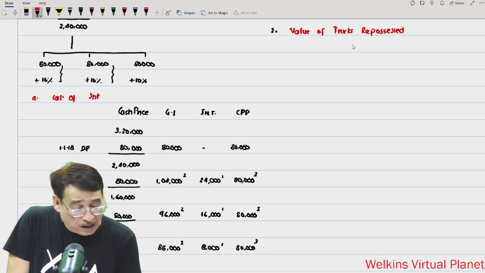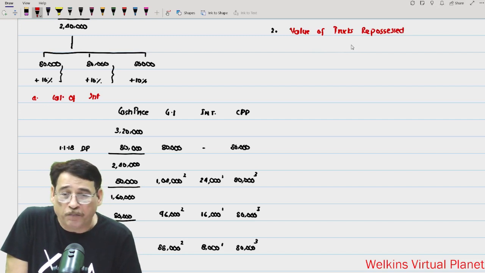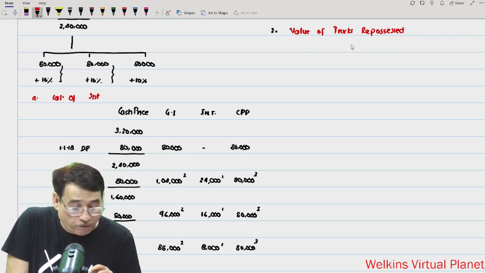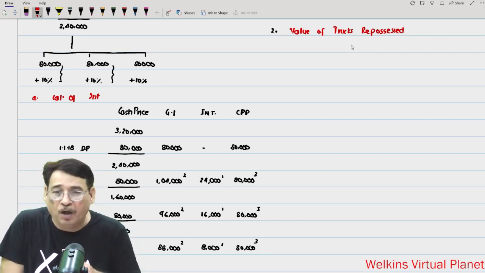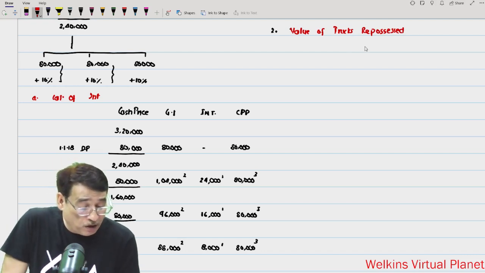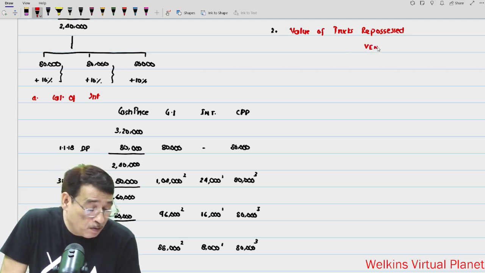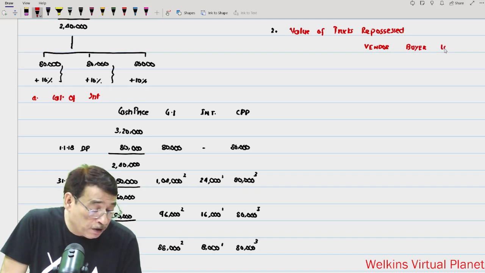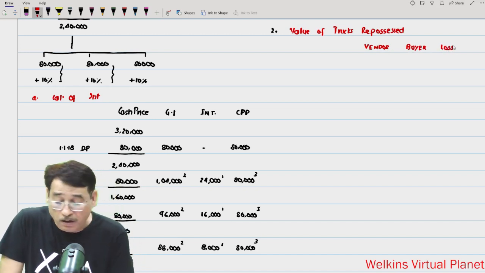So many times I have already told you, while doing this particular working, you need to keep an eye that you have to compute the value from the perspective of both vendor and of course the buyer also. So here you are going to write first of all vendor, then you write buyer, and finally make the third column also loss.